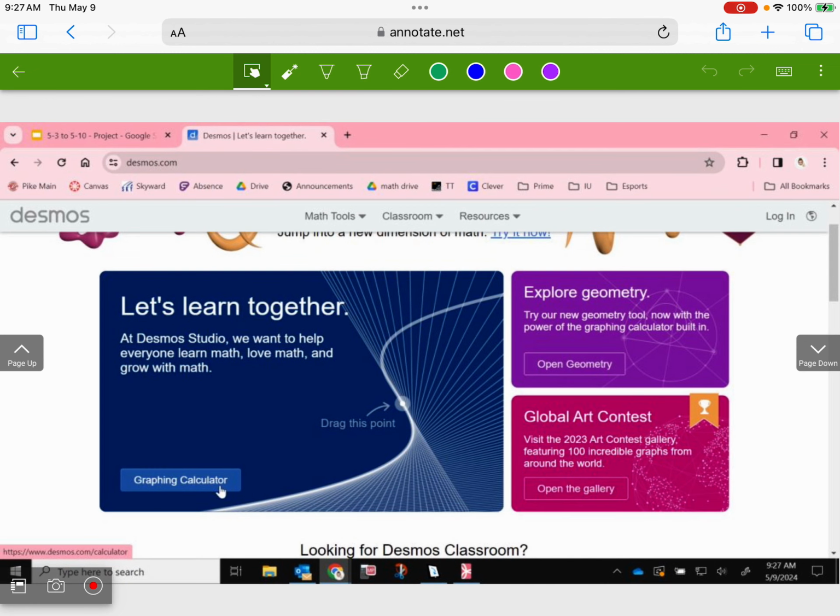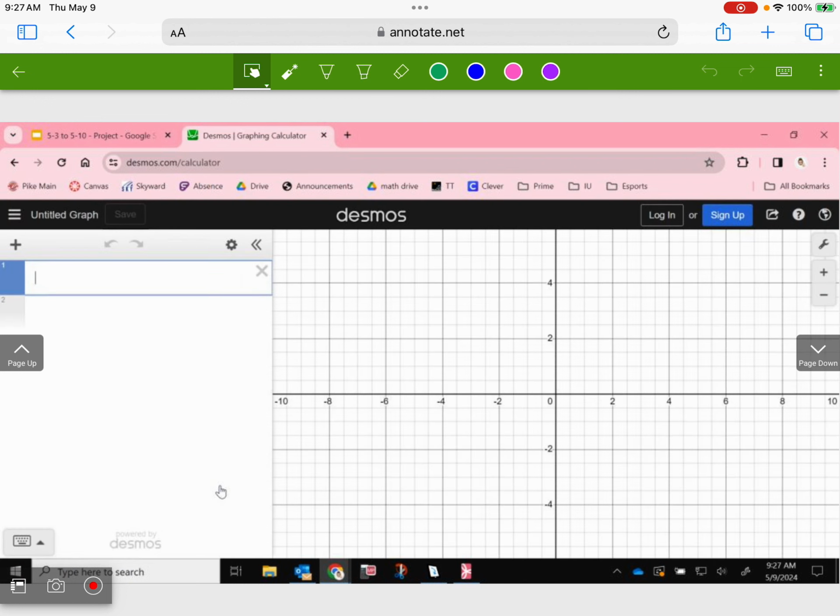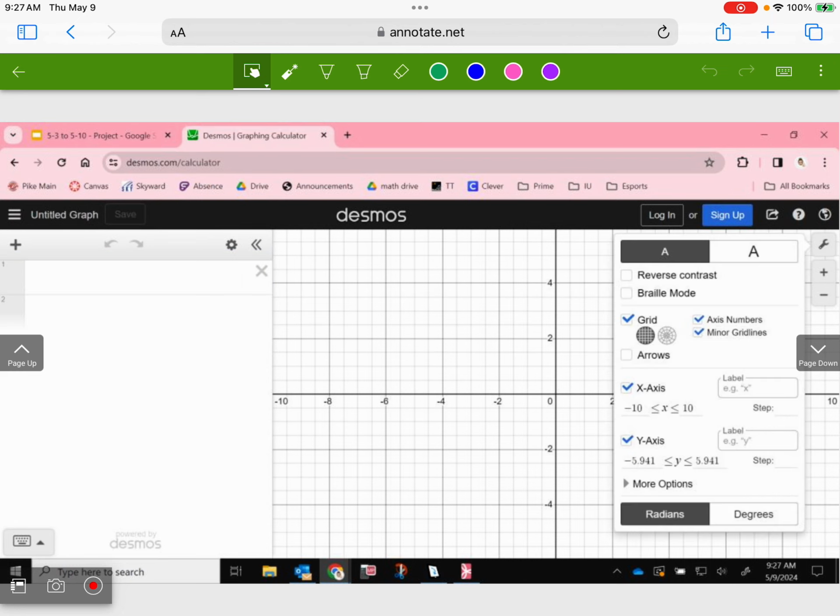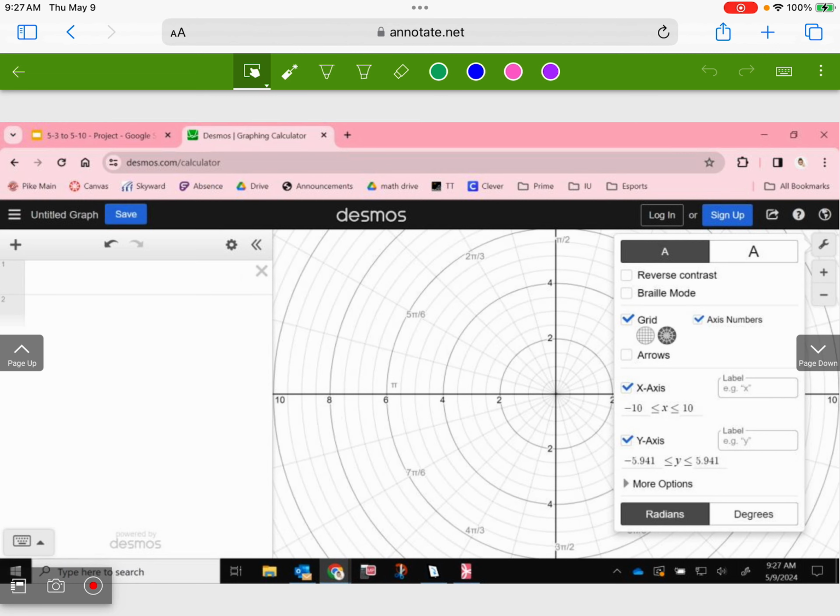They do have this available on your phone, so you can do it on your phone. I can't get it to show on the screen as a phone, but I'm going to show you up here. When you go into the graphing calculator, it automatically goes to a traditional coordinate grid. Not super helpful. You go to the little wrench right here, and it switches it to a polar graph.